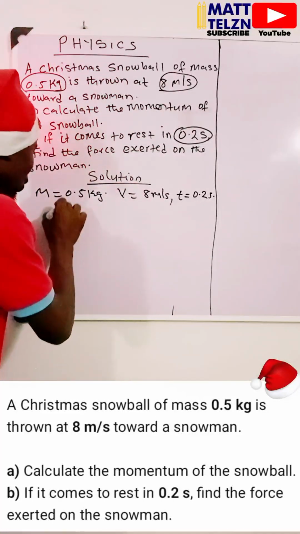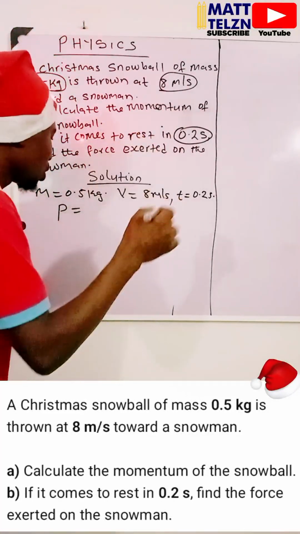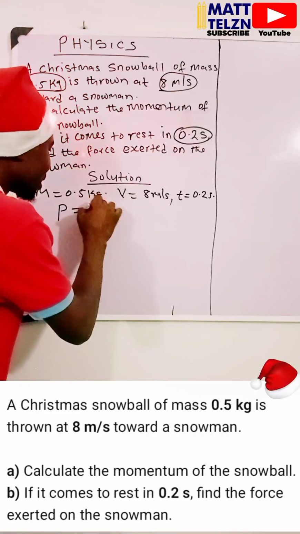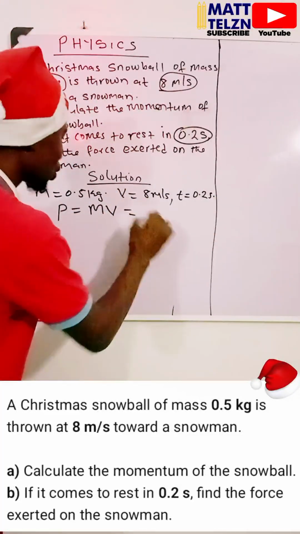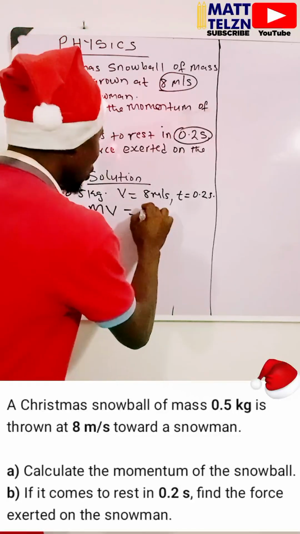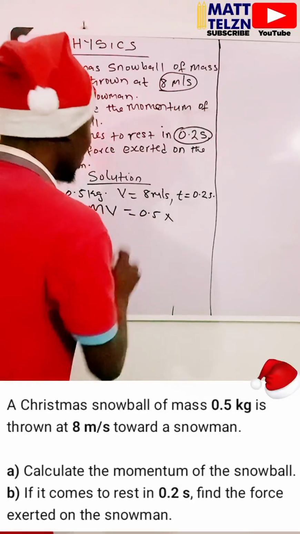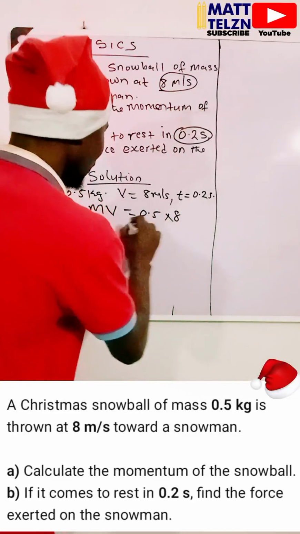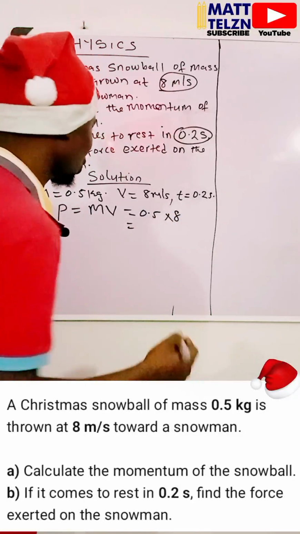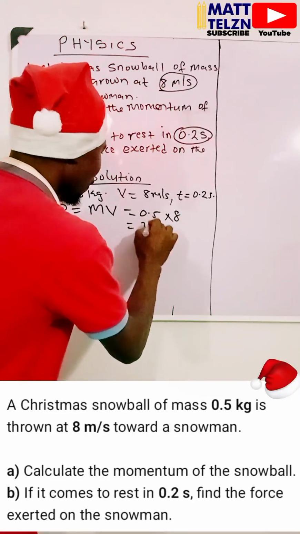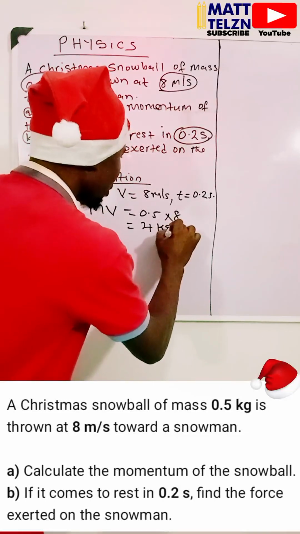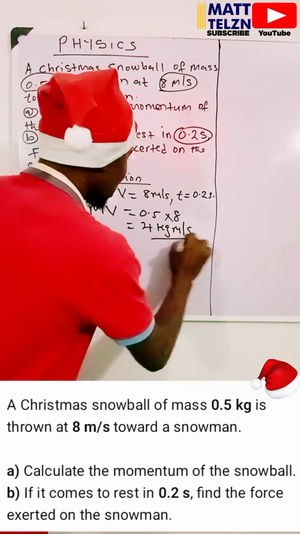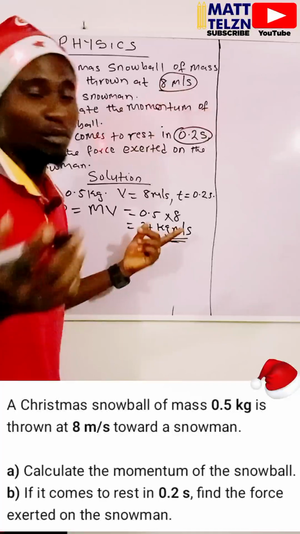So momentum of the snowball, P, is equal to the product of the mass and its velocity, right? Good. So my mass is 0.5 times my velocity is 8. If I multiply this, I'm going to have 4 kilogram meter per second. This is my momentum, right?